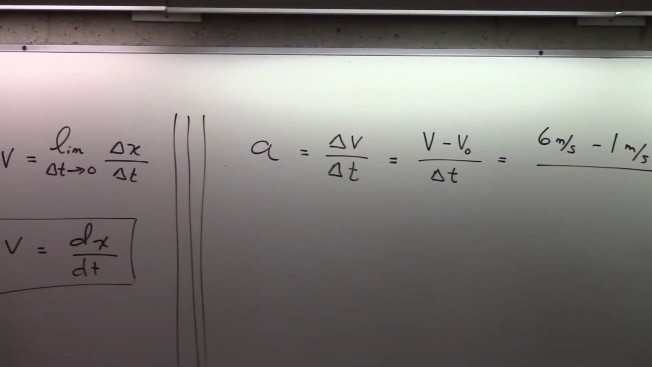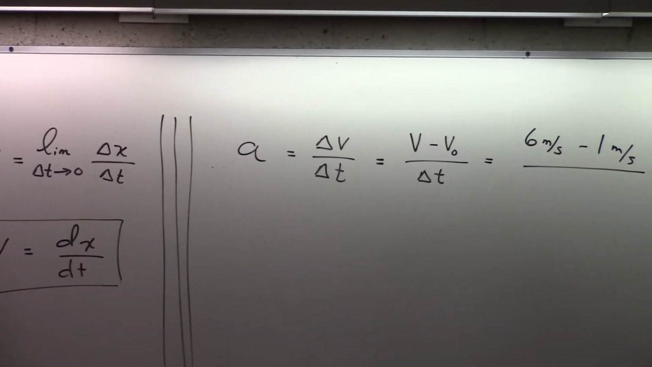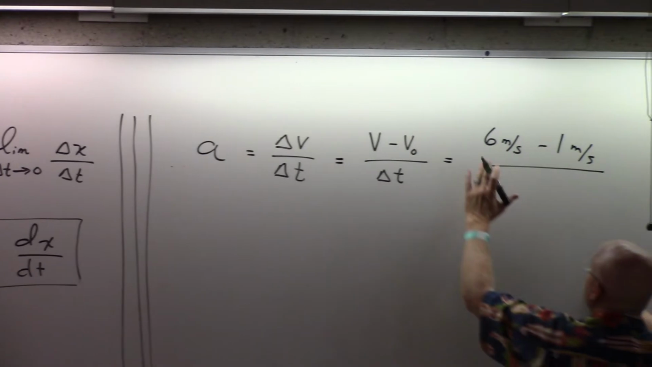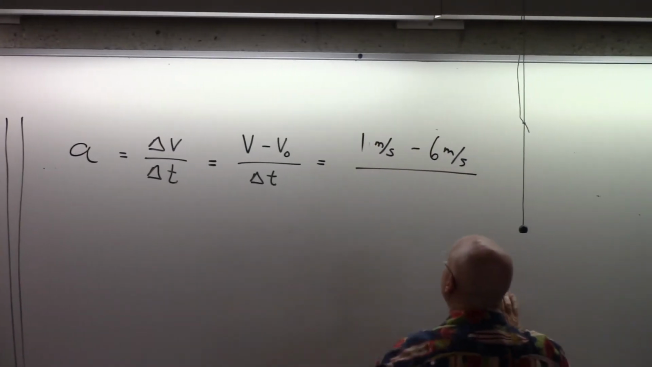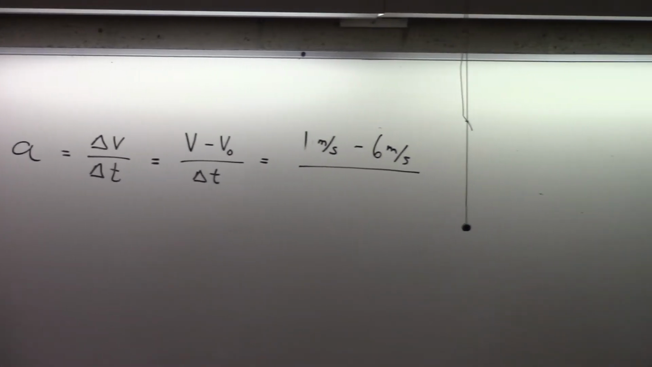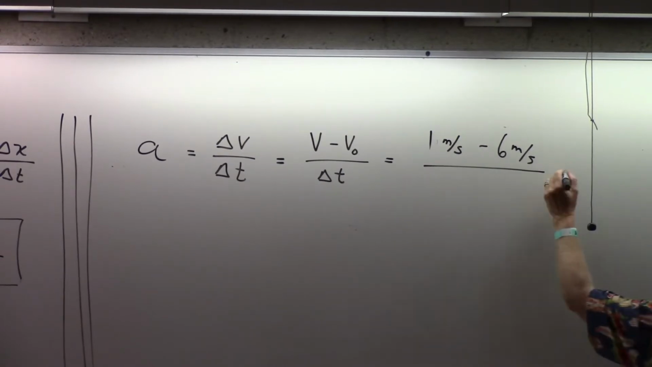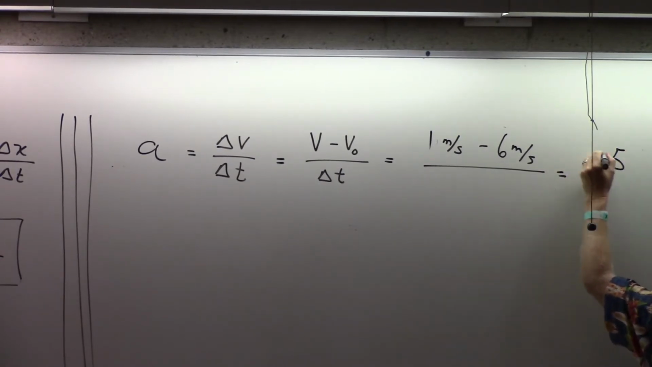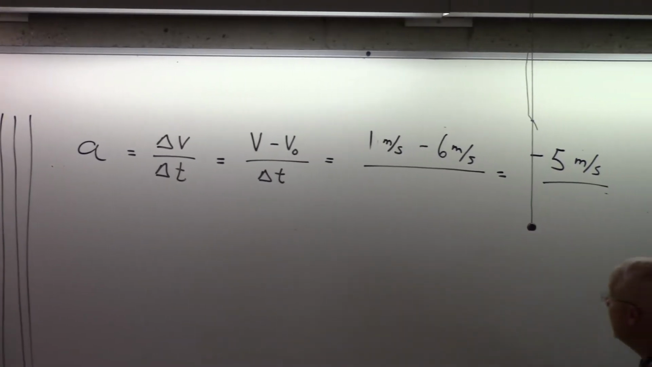I'm sorry, Ron? You're doing final minus initial, or initial minus final? Thank you. Yep. My apologies. Thank you for catching that. Yep. All right. So final over. Okay. So 1 minus the 6. So this is going to give me negative 5 meters per second, and then the time.